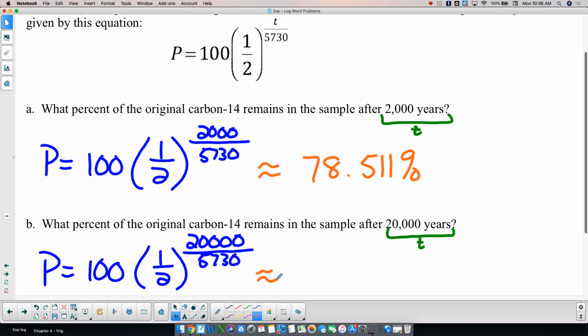And what do we get for a percentage left of carbon-14 after 20,000? 8 point what? I just rounded. Round to 3? Yeah. So 8.898. Agree? Logically, does that make sense?